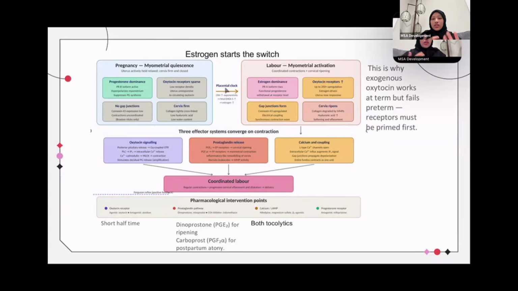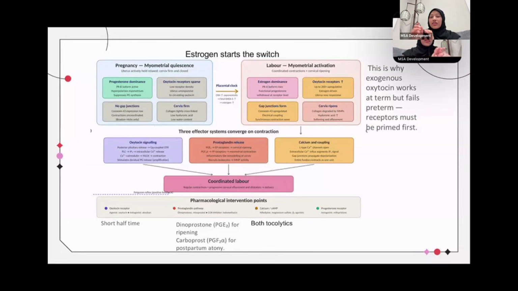The placenta on its own is a clock. It releases a hormone called corticotropin releasing hormone, which is CRH, which will release DHEAS, which ultimately releases estrogen. So estrogen starts the switch to labor. What happens in labor? Estrogen becomes more dominant with the PRA isoform, not PRB. So A is active, estrogen.